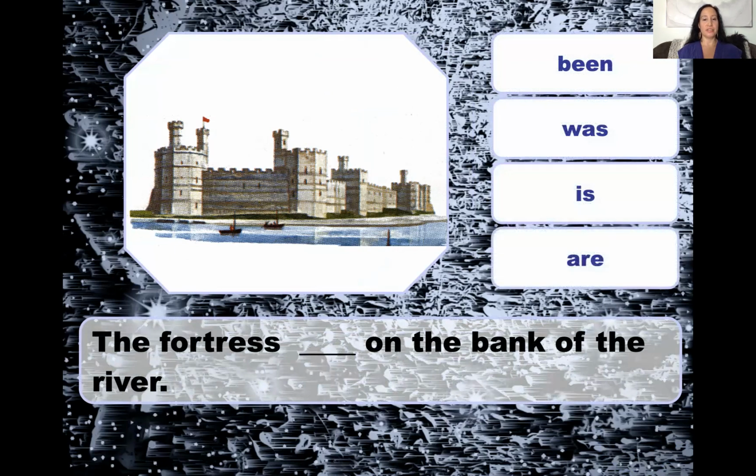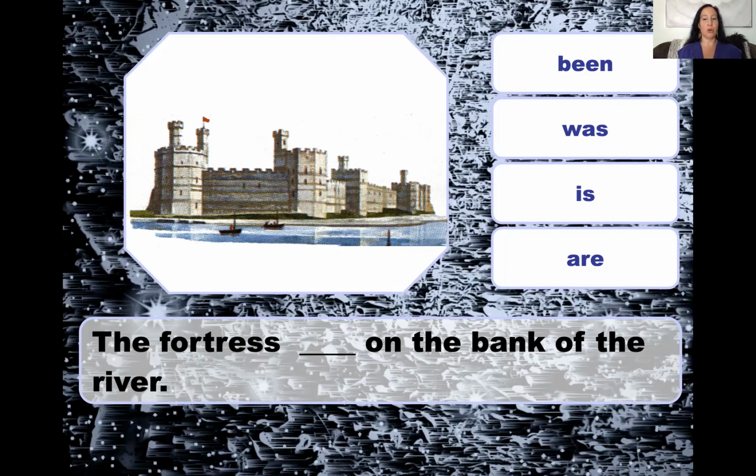The fortress blank on the bank of the river. Now this looks like a castle, but this is actually a fortress, okay? It's very large here, okay? Now this is a very good vocabulary word, so if you don't know this word, look it up.